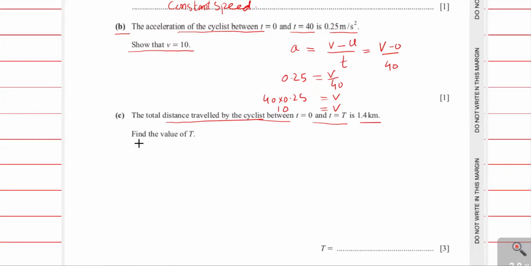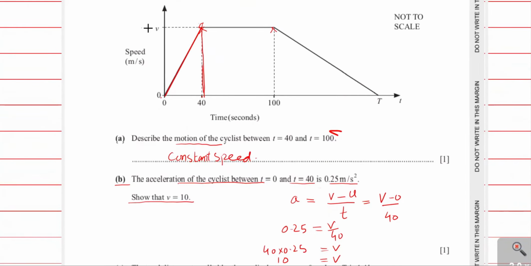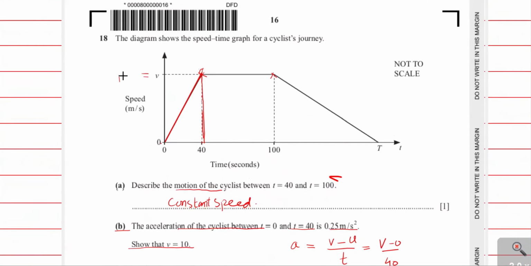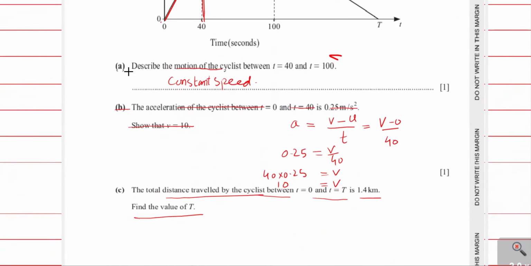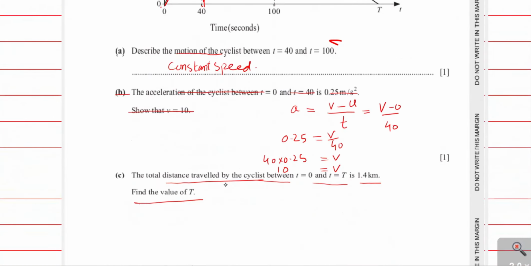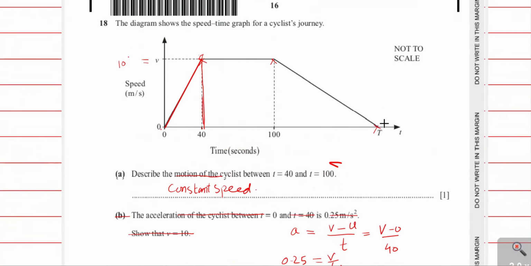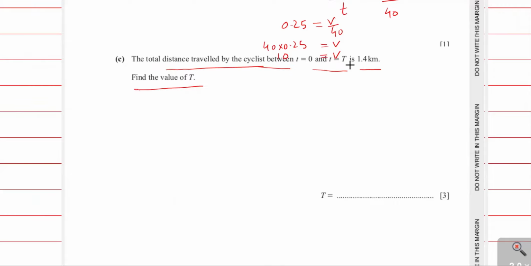Velocity is 10. Part C, the total distance traveled by the cyclist from t = 0 to t = T is 1.4 kilometer. Find the value of T. Look here, this value is 10 meter per second. We have to calculate the time T when the total distance is 1.4 kilometer. In the speed-time graph, total distance is equal to the area under the speed-time graph.